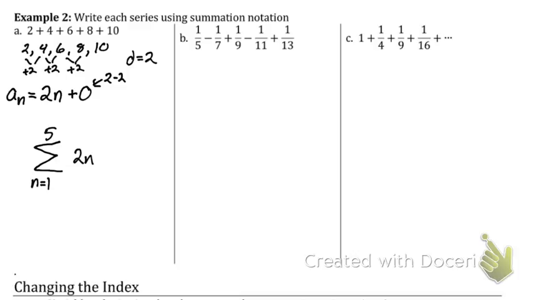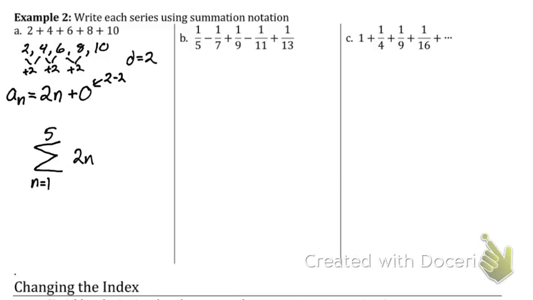Okay. Hey, make sure you check your answer. So I say my first term should be 1 times 2, which would be 2. Then our n becomes 2. 2 times 2 is 4. Yep, we're good. 3 times 2 is 6. And my last one would be 5 times 2, which would be 10. So all the numbers match up.